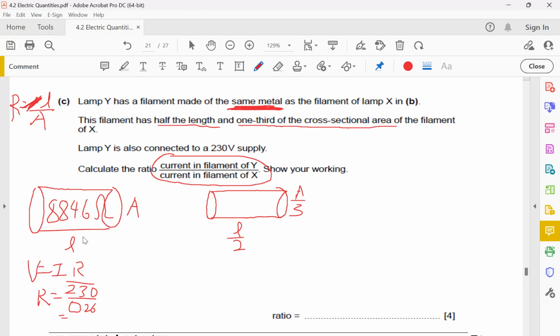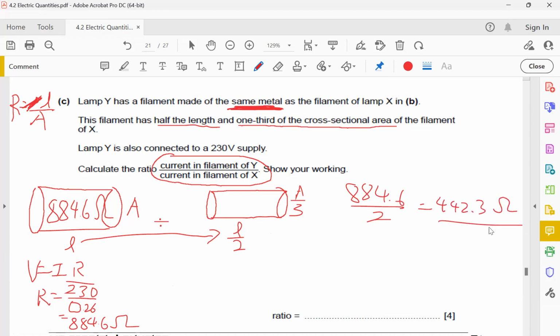Once I have this already, then it's very easy to do, right? Because yet again, I'm just comparing the length to the length and the area to the area, right? If I halve my length, what will happen to my resistance? If I halve my length of the wire, what will happen to the resistance? Good, it'll halve as well. So from this length itself, I go 884.6 divided by 2, which is going to give me 442.3 ohms, right? This is just comparing the length first.